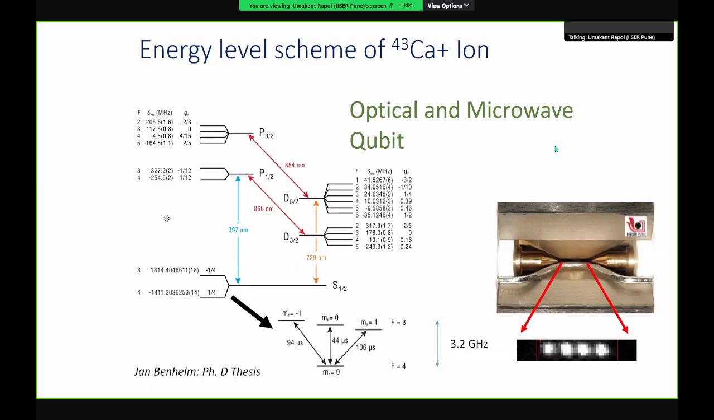Okay, so this offers a microwave transition which also can be used as a qubit. This transition is at around 3.2 gigahertz. And of course, there is an optical transition also, the 729 nanometers. So this particular isotope will offer you two types of qubit transitions, a microwave as well as an optical transition.